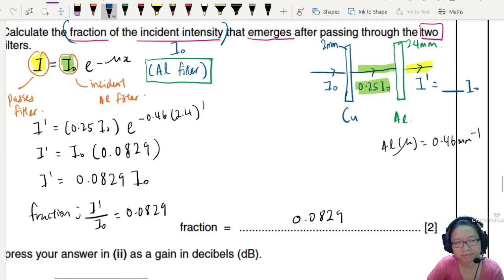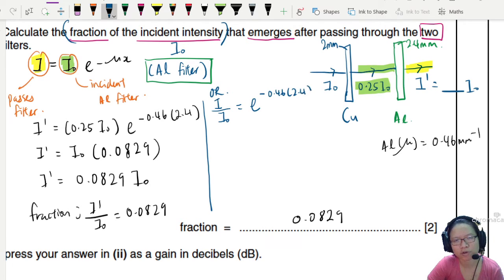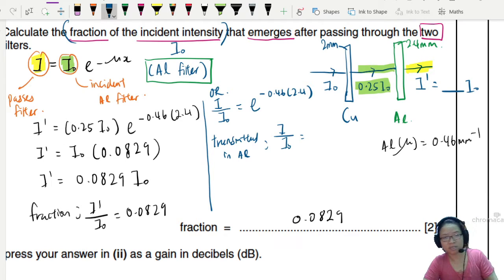An alternative is to just think about the aluminium filter equation and straight away take the ratio of I over I0. This will be equal to e to the negative 0.46 times 2.4. Okay, so hence transmitted in aluminium, the ratio I over I naught is, you press this calculator, e to the negative 0.46 times 2.4, you will get 0.33.